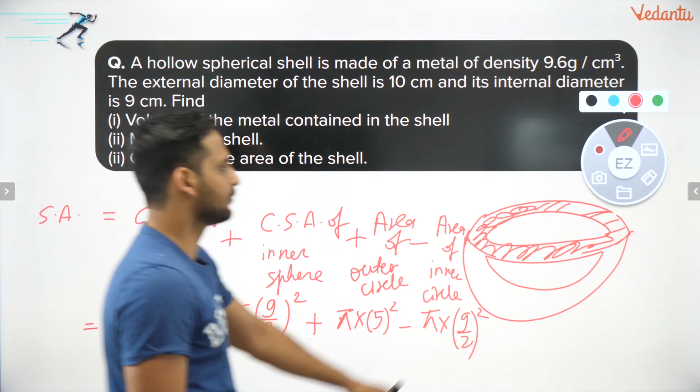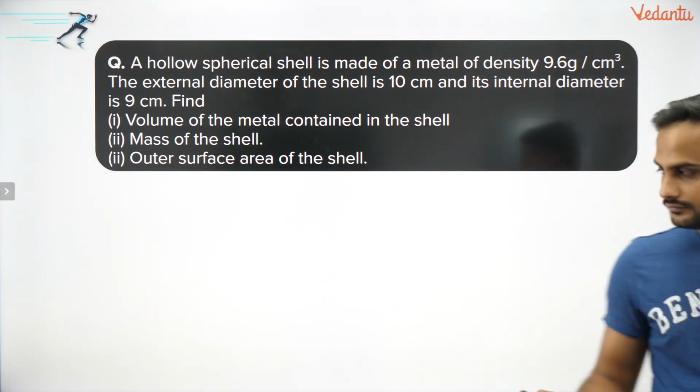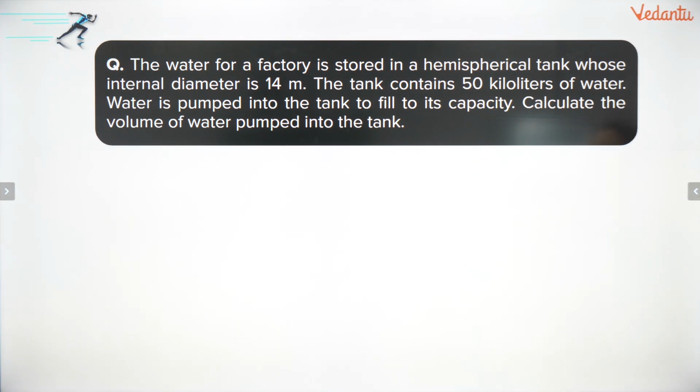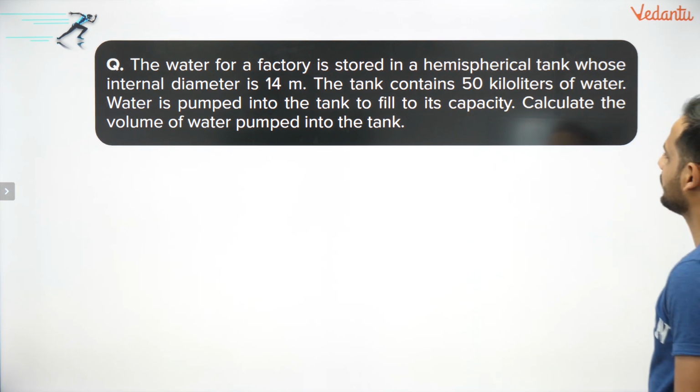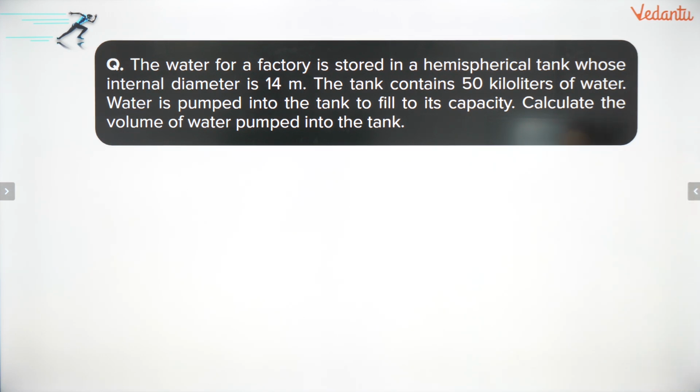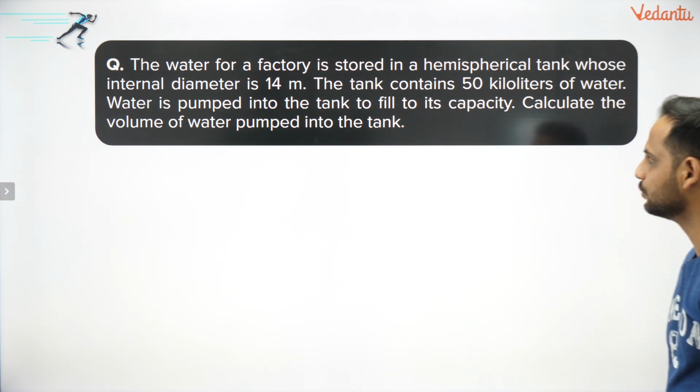Okay, chalo, let's move to the next question. The water for a factory is stored in a hemispherical tank whose internal diameter is 14 meter. The tank contains 50 kiloliters of water. Water is pumped into the tank to fill its capacity. Calculate the volume of water pumped into the tank.